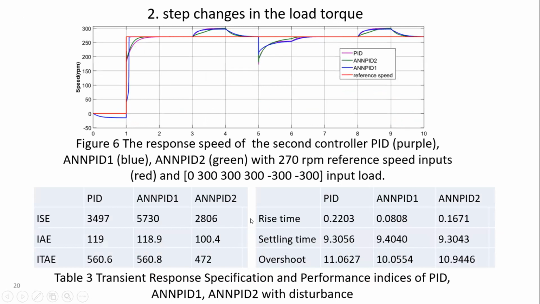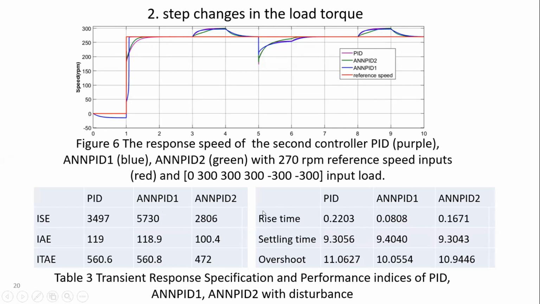In order to test the robustness of the designed controller to the disturbance inputs, a random load torque signal is used with a 270 reference speed. The output response of all the controllers are shown in this figure, and the response specifications and performance indices are shown in these tables.